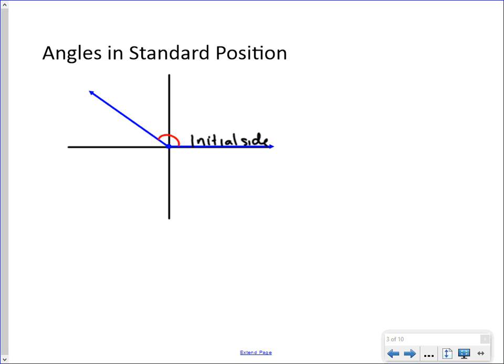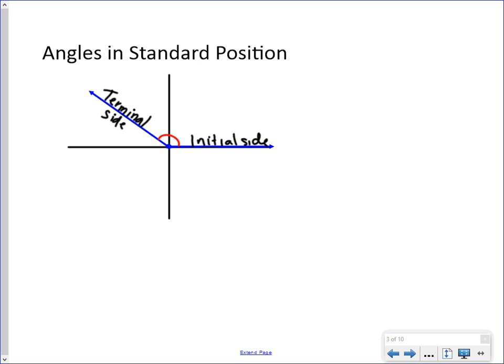So if you were to go x equals 1, x equals 2, x equals 3, you're moving to the right. That's where your initial side always is. So you're always opening from the positive x-axis. Your terminal side, or your angle, then always opens, a positive angle opens counterclockwise. So you can see the red is saying what direction my angle is opening. And then it ends somewhere, we call that the terminal side.